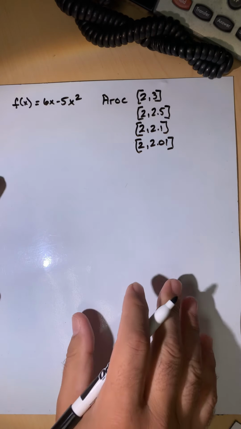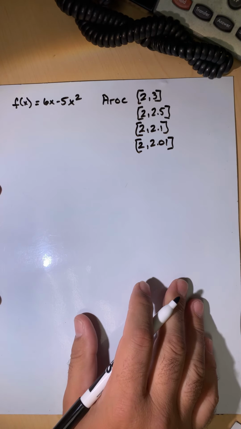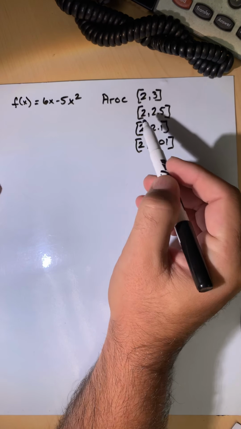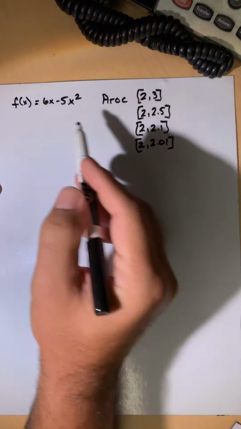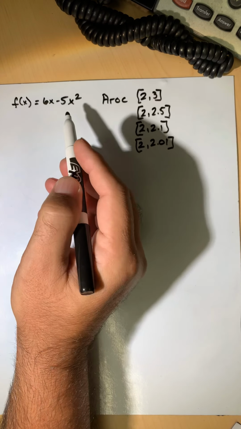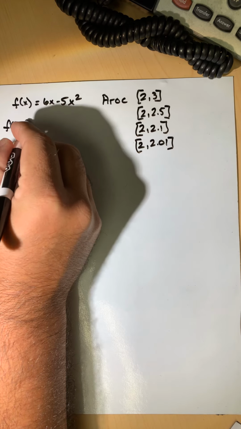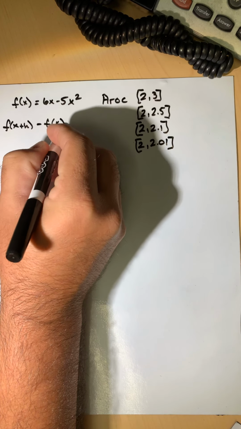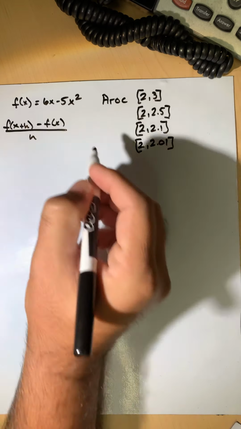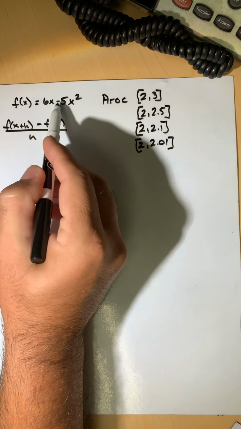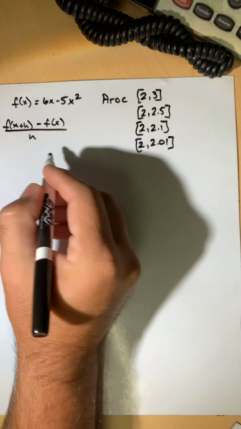Okay, so here's going to be an example of using the difference quotient to find the average rate of change on these particular intervals for this particular function. So remember, the difference quotient is f of x plus h minus f of x, all divided by h. So we're going to have to figure out what f of x plus h is for this function. So let's go ahead and do that.